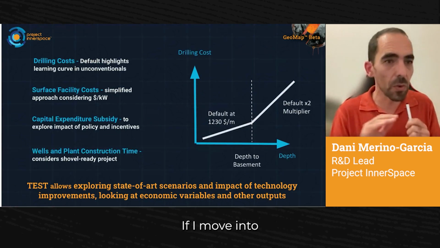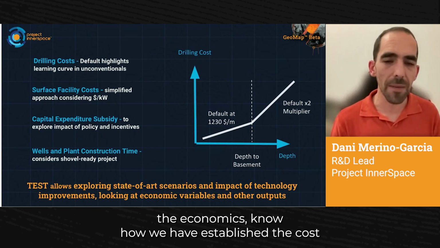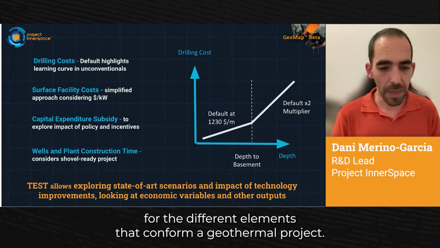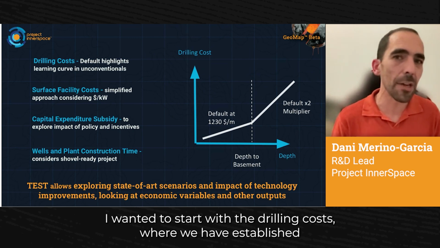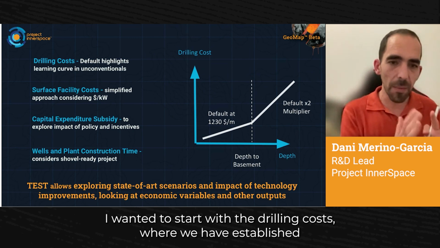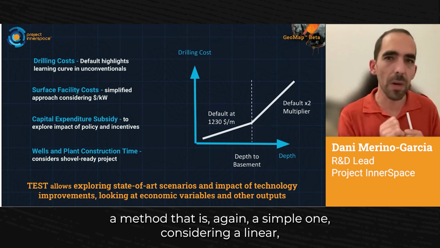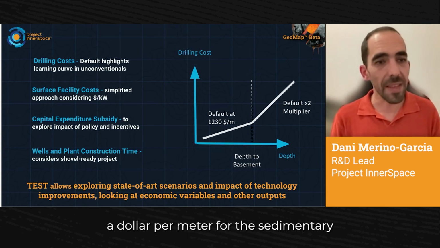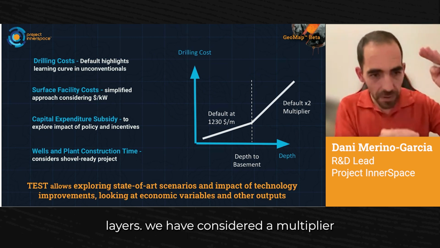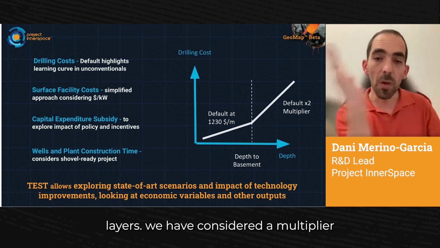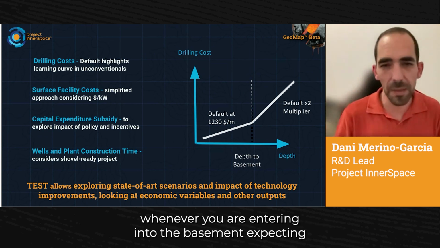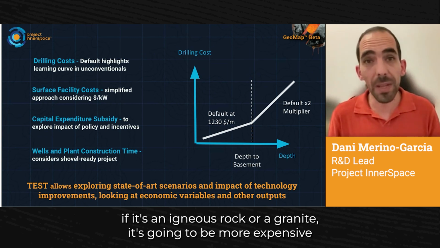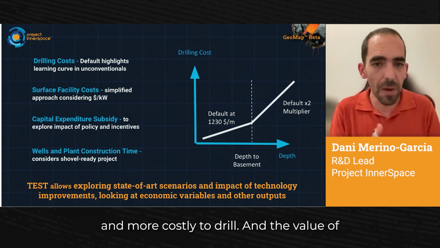If I move into the economics, how we have established the cost for the different elements that conform a geothermal project, I wanted to start with the drilling costs, where we have established a method that is, again, a simple one, considering a linear dollar per meter for the sedimentary layers. We have considered a multiplier whenever you're entering into the basement, expecting that if it's an igneous rock or a granite, it's going to be more expensive and more costly to drill further.